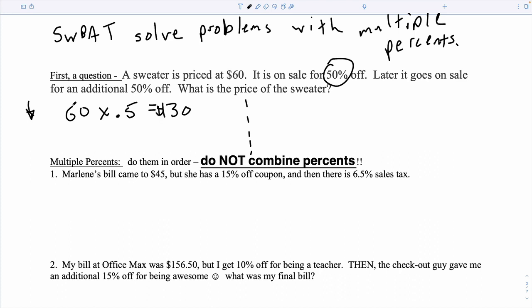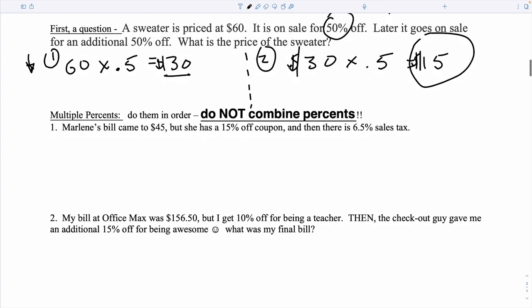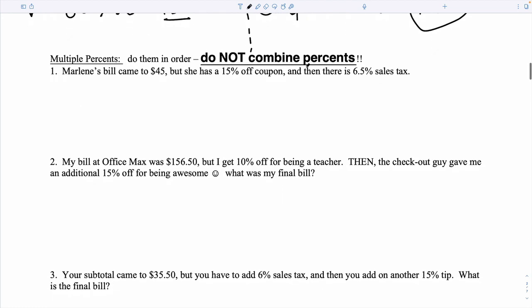Then go to your second problem. You have 50% off of 30. Take the new amount, and then 50% off that would be times 0.5. When you have multiple percents, you're sectioning it off into basically two different problems. The first percent comes first, the second percent comes second. I take the new amount, $30, not $60, when I multiply by the second.